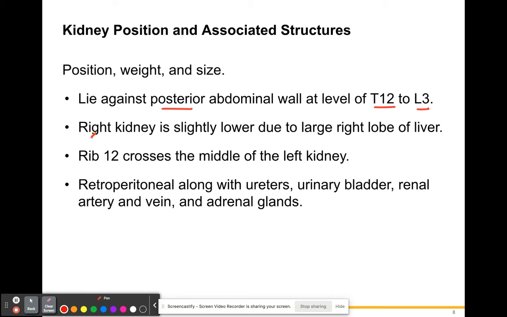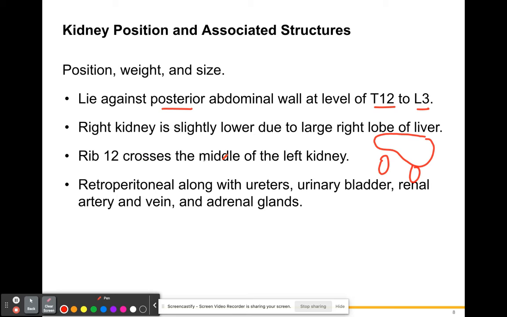The right kidney is slightly lower than the left kidney due to the right lobe of the liver. The right lobe of the liver kind of dips down. If you're looking at a posterior version of the liver, because of this lower right lobe, that kidney has to sit a little bit lower than the left kidney.